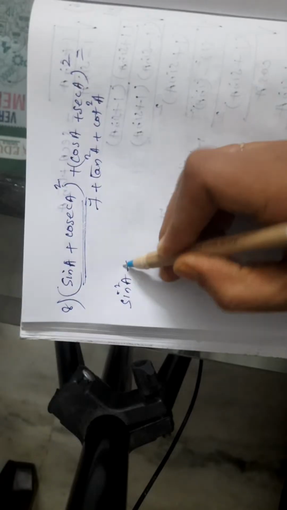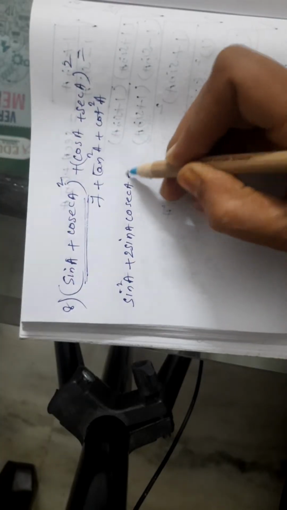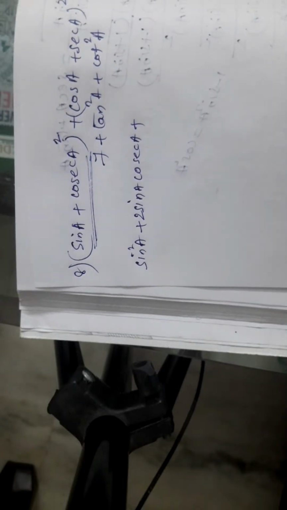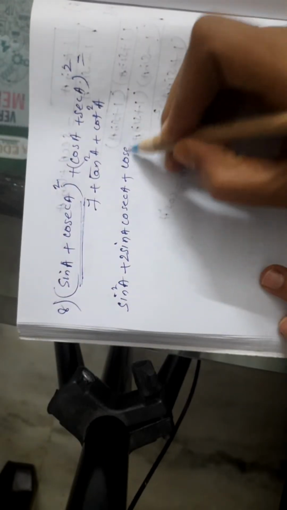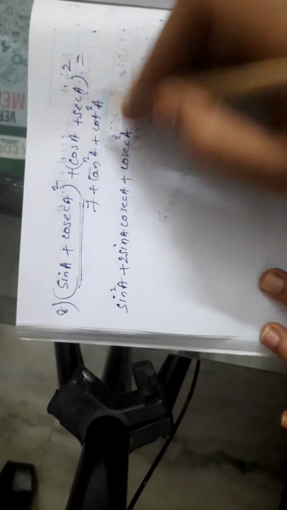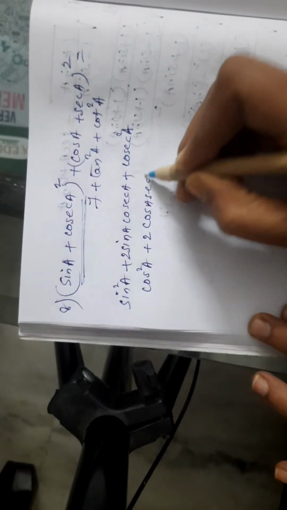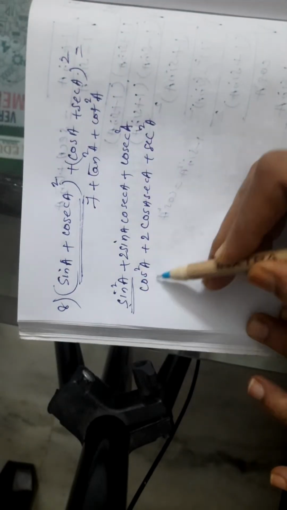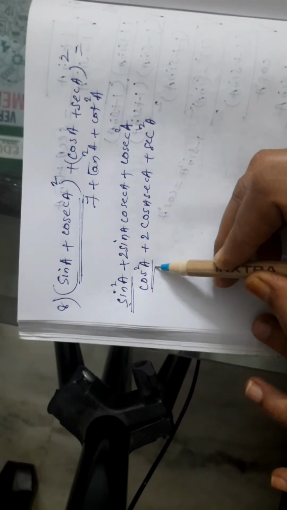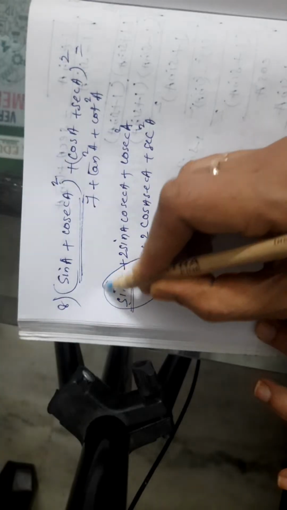A square + 2AB + B square. B part is cosec, so B square will be cosec square A. Now coming to the cos part, again A square + 2AB + B square. Sine square and cos square make 1, as per the identity. So replace sine square and cos square with 1.